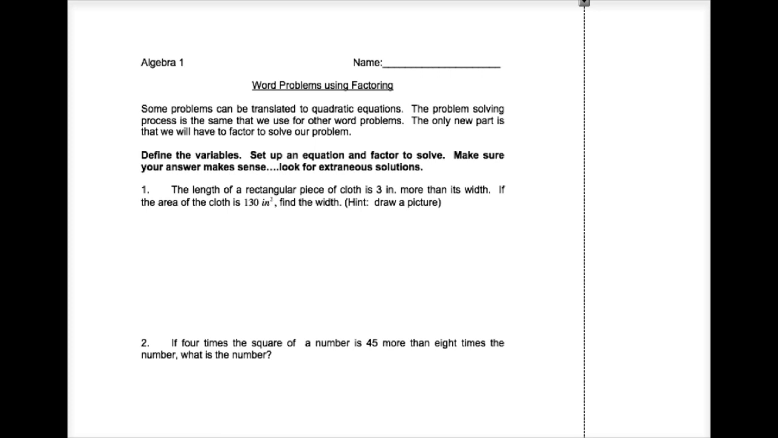You're going to define your variable. I don't know why she made it plural with these notes, because it should be just variable, not variables. You're going to set up an equation and factor it to solve it. Make sure your answer makes sense. And what that means is your job today is to look for, can anybody say that big word that starts with an X? Extraneous. Everybody say extraneous. You're going to look for extraneous solutions.